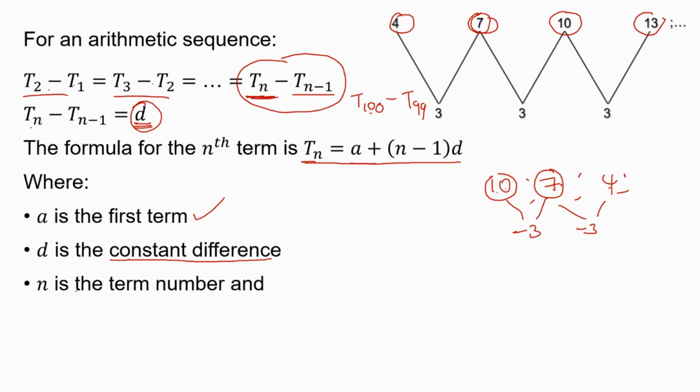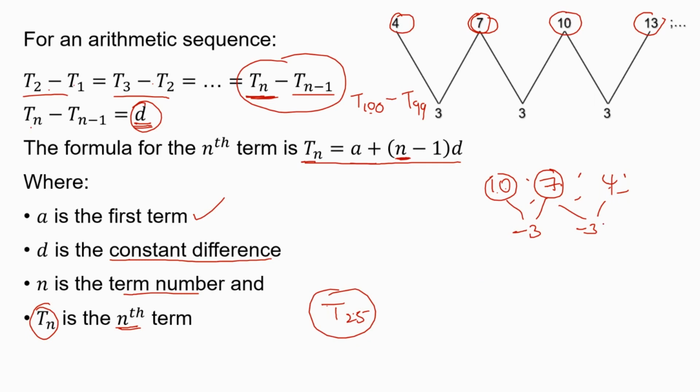And then n is the term number, and Tn is the nth term. Tn is the term in the sequence, which is term number n. Let's say if you're saying T25, it means this is the 25th term. Like for this sequence here, if I say T3, term number 3 is what? Is 4.